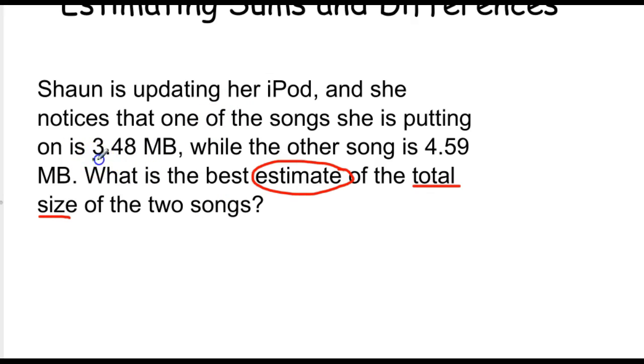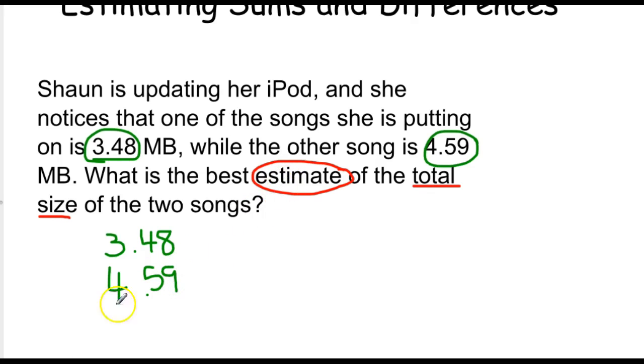One song is 3.48 megabytes, or 3 and 48 hundredths of a megabyte, and the other one is 4 and 59 hundredths. So those are our two numbers. Now, when we're adding decimals, or numbers with decimals, I should say, we want to be careful because the temptation is going to be just to go ahead and add the two numbers together. So I'm going to line them up right. Don't just add these together because it is asking me for an estimate.